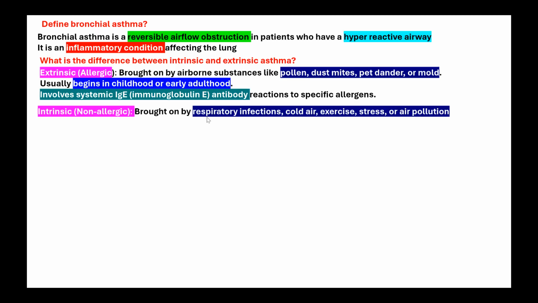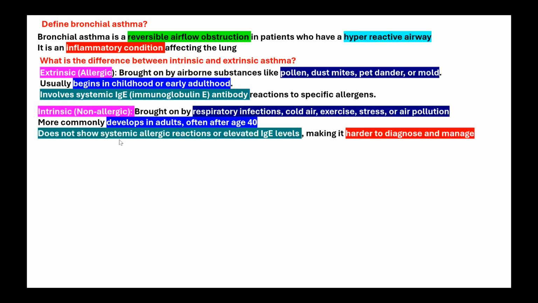Intrinsic or non-allergic, brought about by respiratory infections, cold air, exercise. Intrinsic means within the body, changes occurring within the body. Extrinsic means something coming from outside. You remember like that. And intrinsic is cold air, exercise, stress, etc. And more commonly develops in adults, often after the age of 40, does not show systemic allergic reaction or elevated IgE levels. So it is more difficult to diagnose. Okay? So non-allergic or intrinsic is non-IgE mediated.